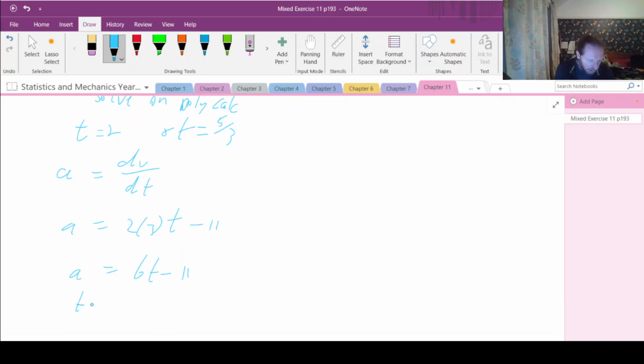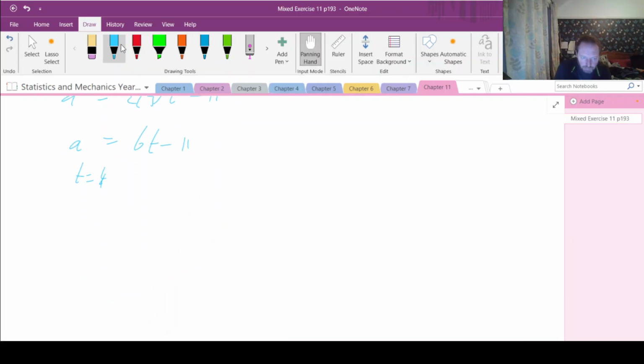They wanted to know what it was when t equaled 4. So putting that in, we get the acceleration is equal to 6 times 4, 24, minus 11. 24 minus 11, I can't think tonight, 13. 13 meters per second squared. Okay, right then.